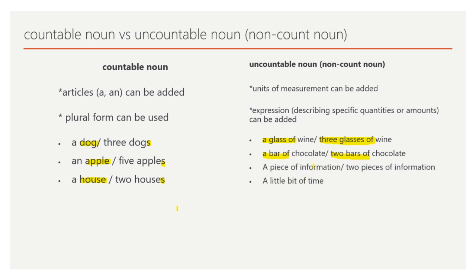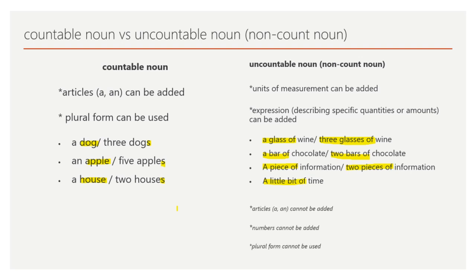The word information and time are also uncountable. So if you put the expression a piece of or 2 pieces of in front of information, information becomes countable. A piece of information means only 1. 2 pieces of information means more than 1, right? Time as well. If you put a little bit of in front of time, it becomes countable. A little bit of time means not much, right?